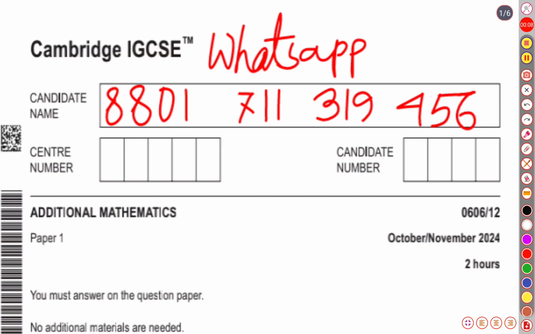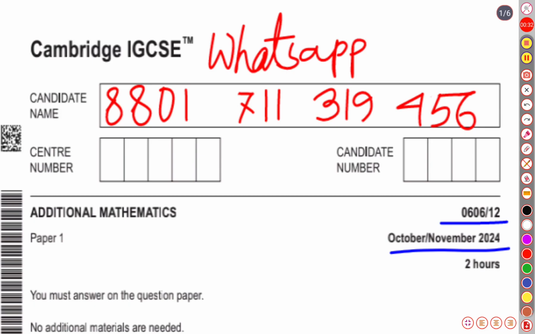Today we are going to solve a question which is based on finding the area of the shaded region. That particular question belongs to paper 0606/12, means additional mathematics, for the session October November 2024.